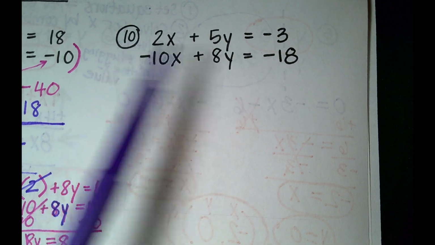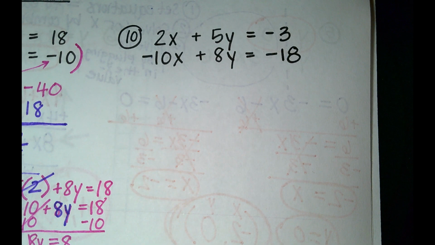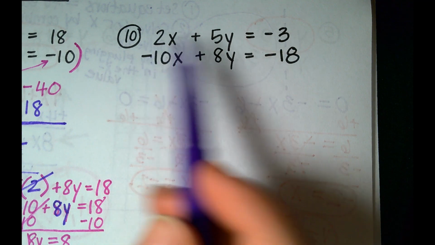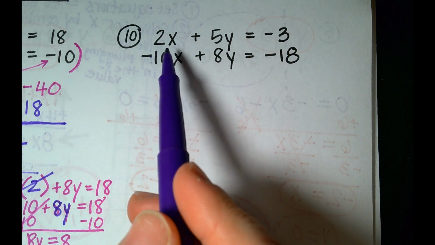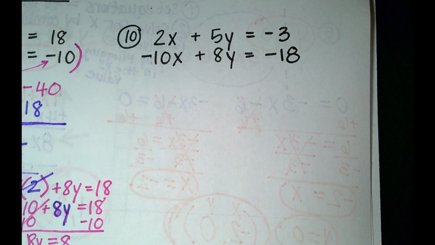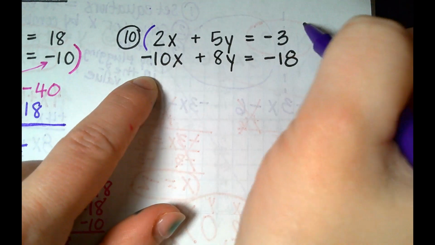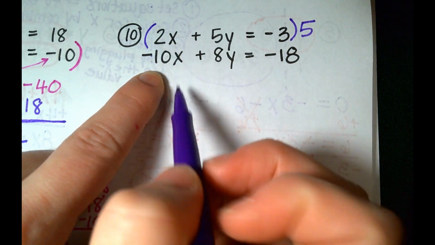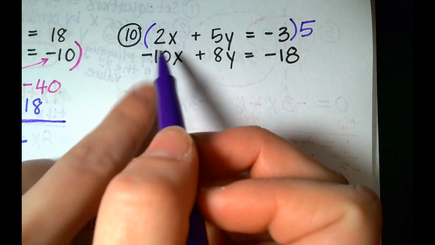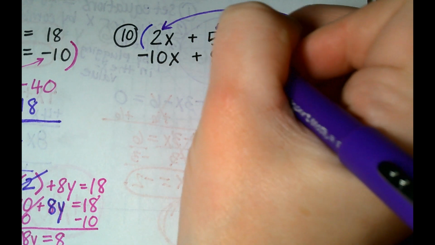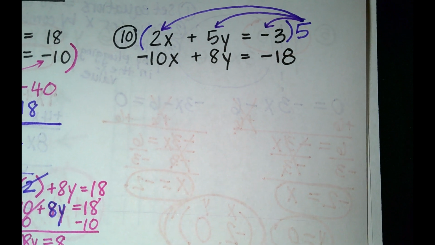Which variable should we try to cancel out? The top one. Yeah, I want to cancel my x's out. Why the x's? Yes, if I take my top equation times 5, I'm going to get 10x, which will cancel negative 10x. So let's start with that. I'm going to multiply every term by 5 here.